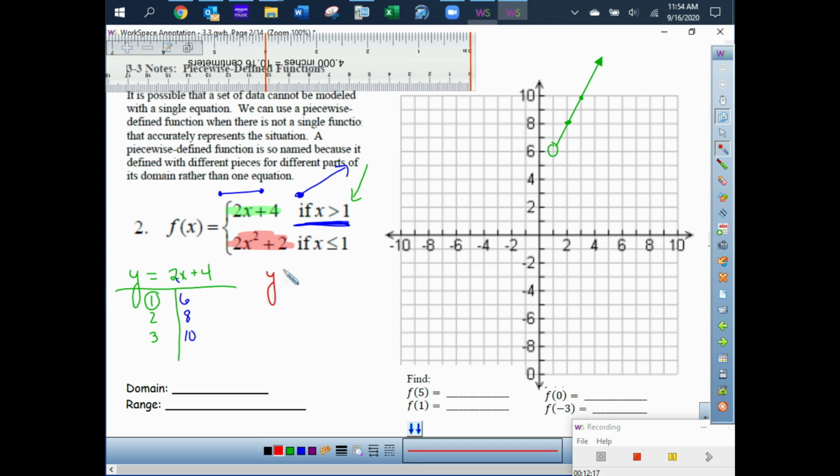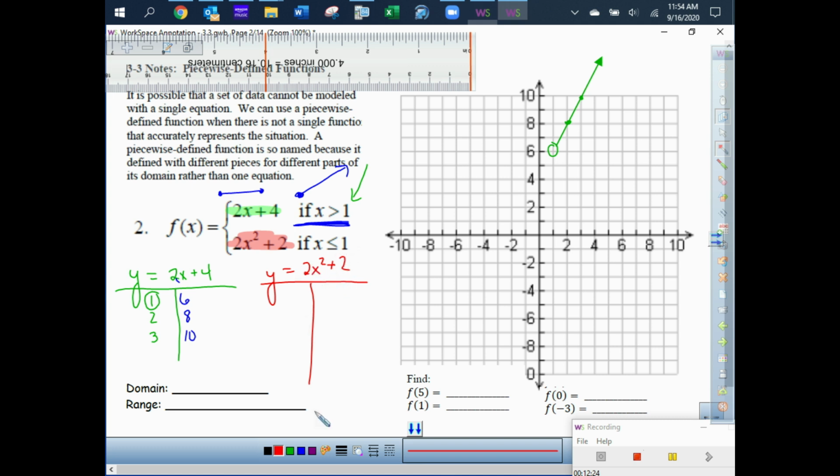It's going to be y equals 2x squared plus 2. Preview. Do you know what shape of graph this should look like? It's going to be a parabola this time. Open and up, because the a value is positive, but only part of it.